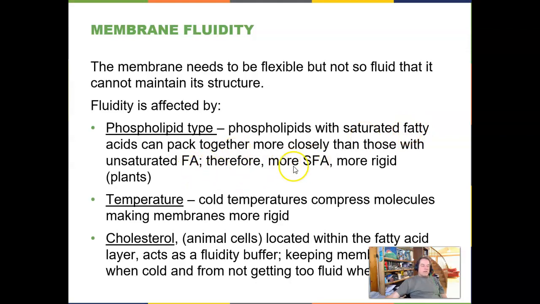Unsaturated fatty acids have more space. They tend to be more liquidy at room temperature, and living organisms can alter the fatty acids on the phospholipids to make them more fatty or more oily, if you will, more dense and packed or more liquidy and fluid as a response to temperature.